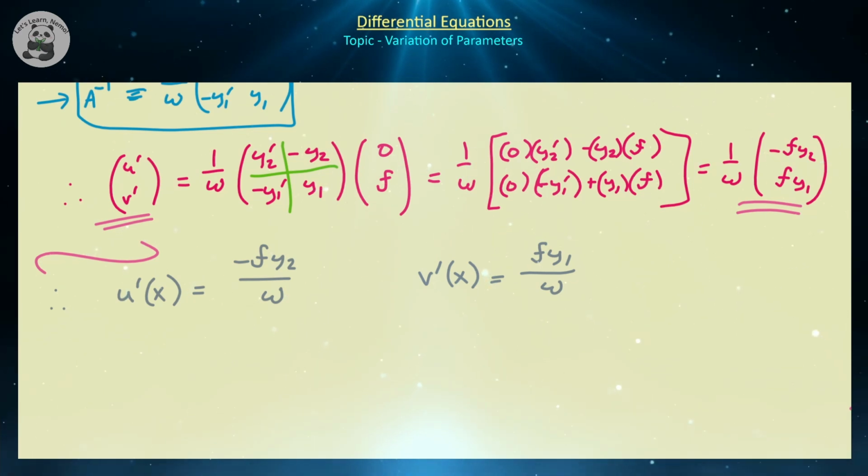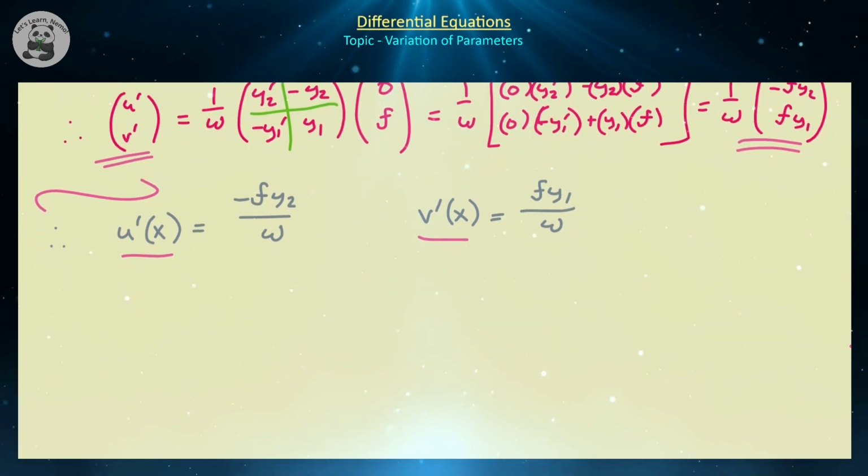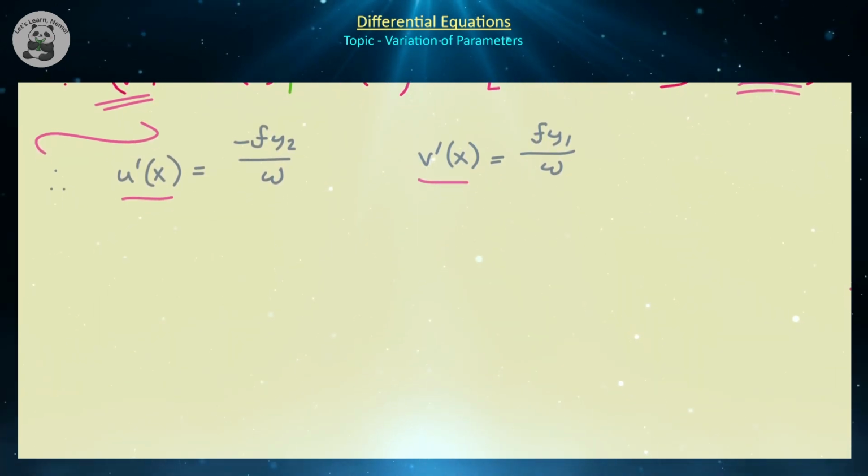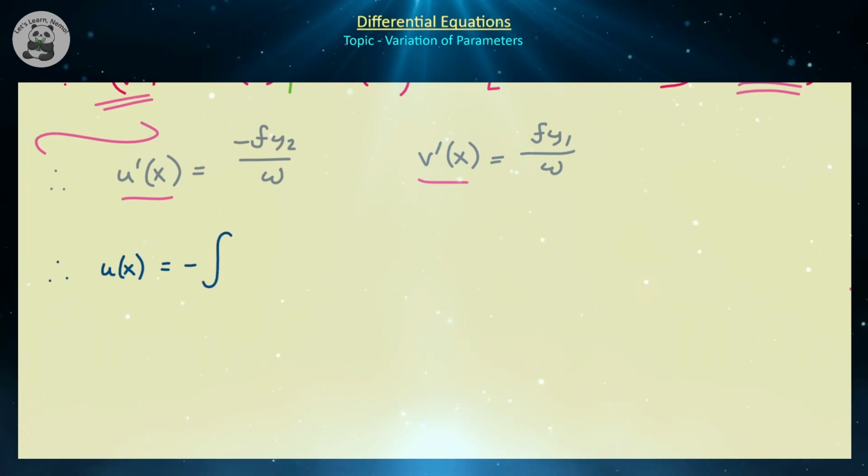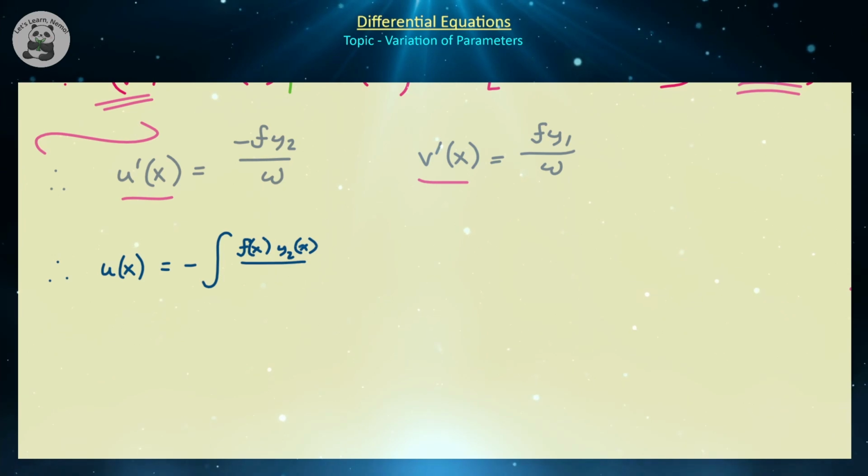And we don't want u prime and v prime, we just want u and v. So we're just going to be integrating both sides of those equations with respect to x, since this is a separable equation. And then we have our goal equations. So u of x is going to be equal to the negative integral of f of x, y2 of x over the Wronskian of x dx, plus some constant c1, but we're going to be merging that into the other constants as well if we really need to, so we need not write it here.